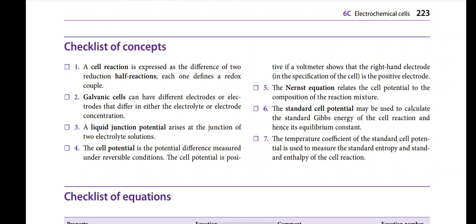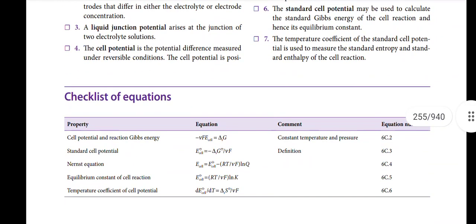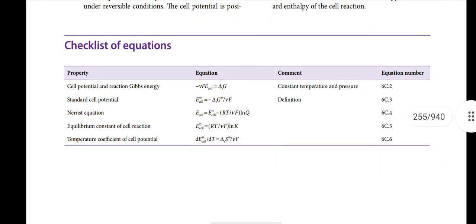The Nernst equation relates the cell potential to the composition of the reaction mixture. The standard cell potential may be used to calculate the standard Gibbs energy of the cell reaction and hence its equilibrium constant. The temperature coefficient of the standard cell potential is used to measure the standard entropy and standard enthalpy of the cell reaction.